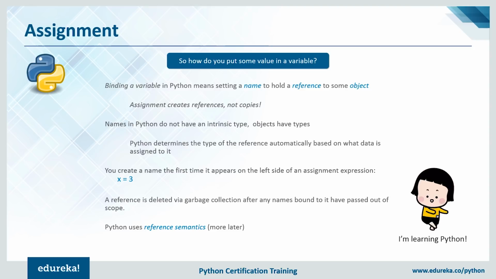And names in Python do not have intrinsic types. Objects have types for that matter. Python determines the type of the reference automatically based on what data is assigned to it as well. You can create a name the first time it appears on the left side of an assignment expression. So x is equal to 3. At this point of time, a reference is deleted via garbage collection after any names bound to it have passed out of scope, guys. So Python makes use of reference semantics as well. Well, more on this later, guys.